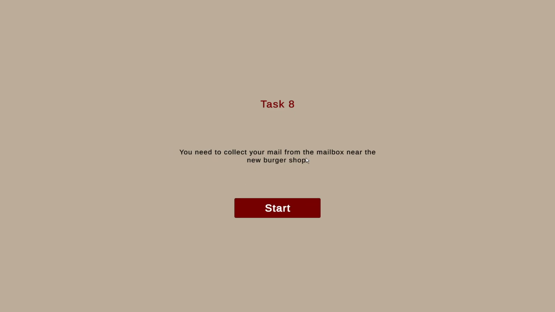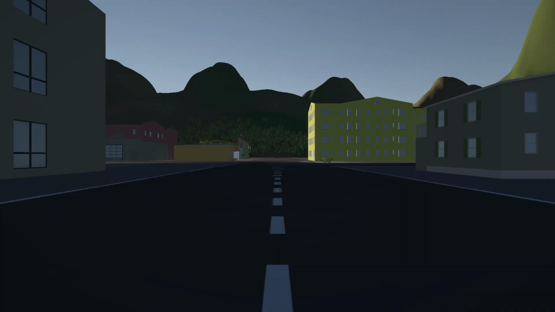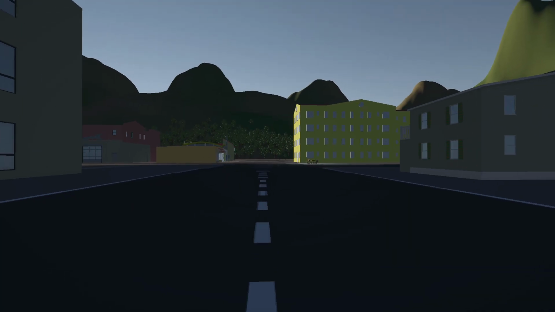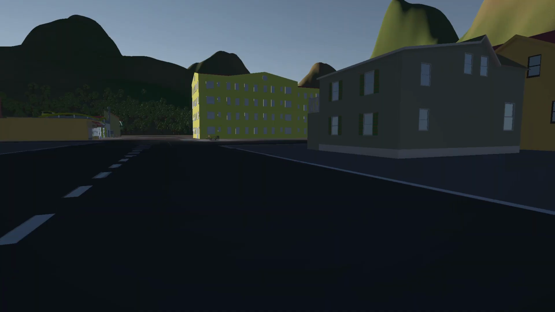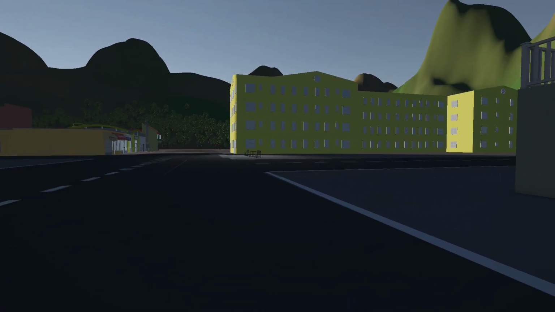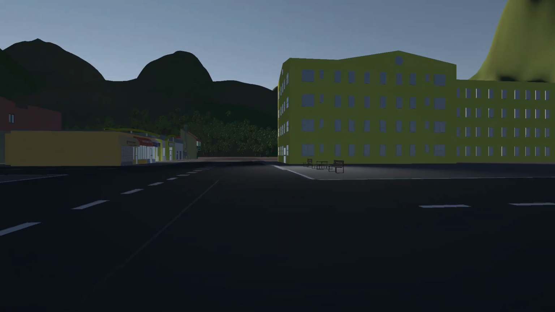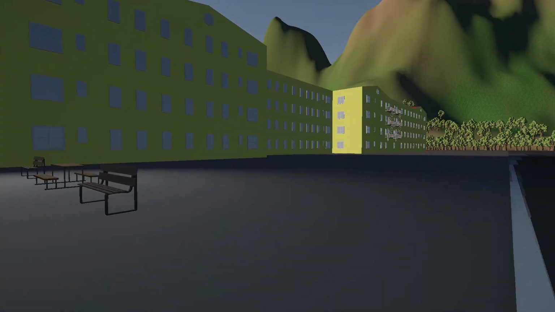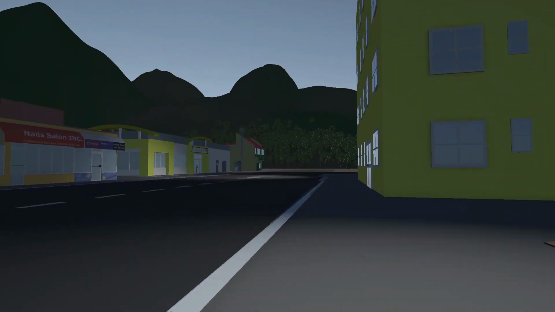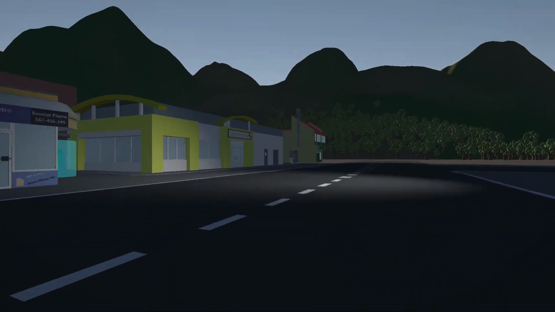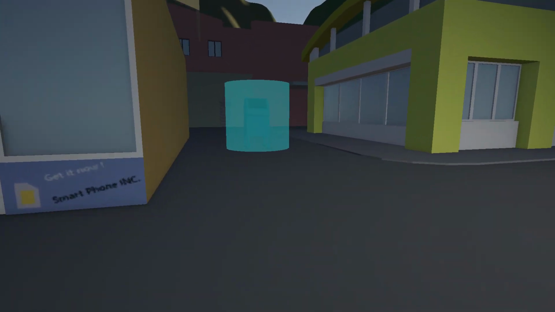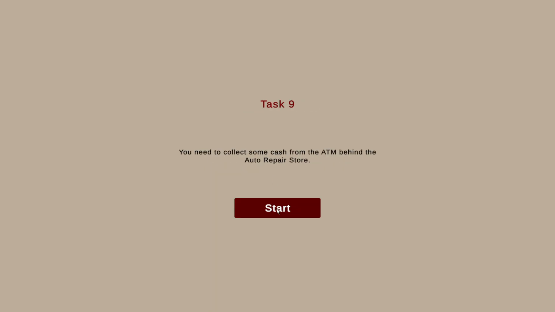Task 8, you need to collect your mail from the mailbox near the new burger shop. Okay, so even in this one, right, you have these benches and you have the spotlight that draws your attention. And then when you walk around here, you have another light that draws your attention to the burger shop, and right next to the burger shop we have our mailbox and our mail. Okay, that was a speed run, I guess.